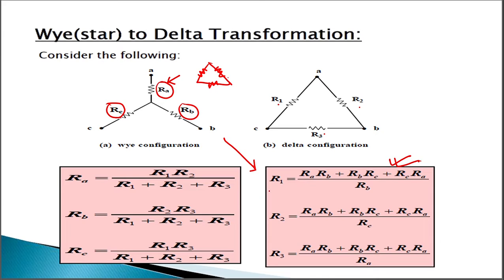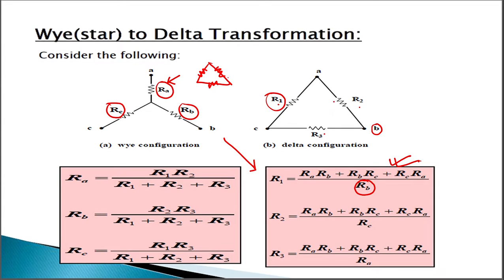Now R1, here we can see R1 is connected between A and C. So the missing one, the missing phase is phase B, right? So we are taking the denominator as RB, right? And every other possible combination of resistances in terms of 2, we are getting the summation of that as a numerator.